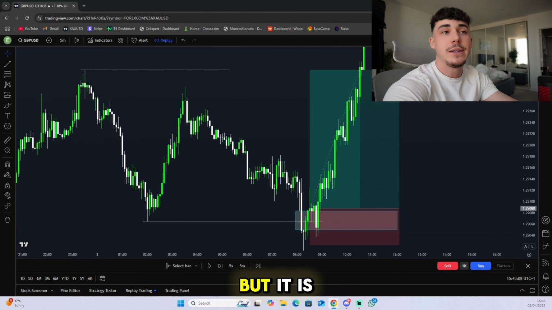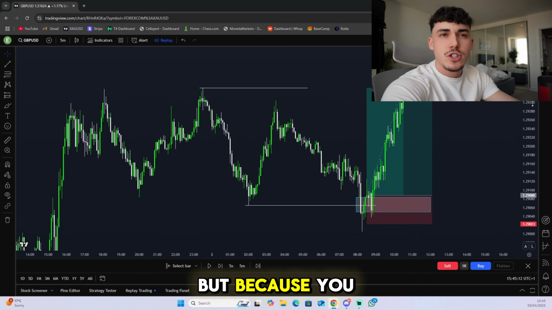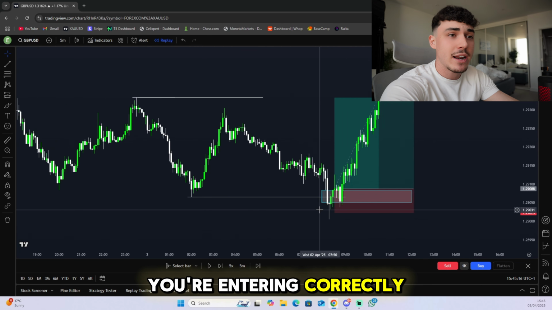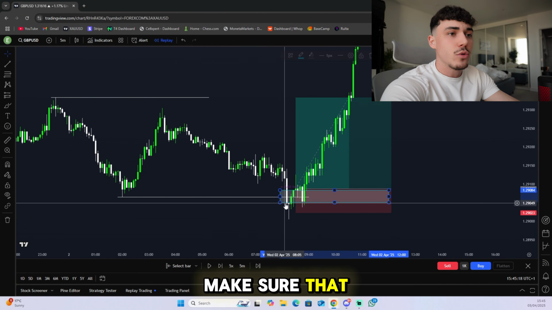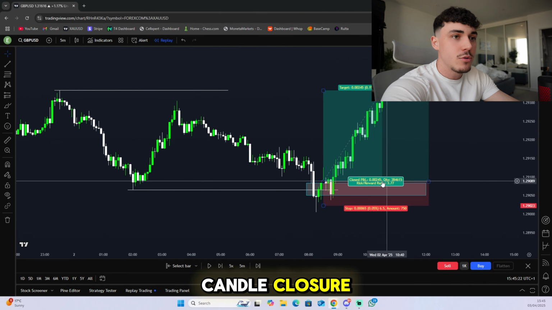I'll show you another example, but it is genuinely this simple. It's not easy, obviously, because you need to be able to spot liquidity, you need to be able to spot fair value gaps, and you need to make sure you're entering correctly. You need to make sure that you're not entering too soon. You need to make sure you wait for a candle closure, okay?